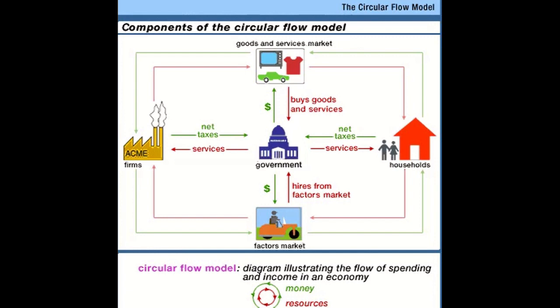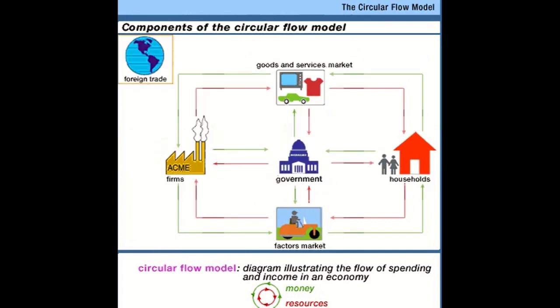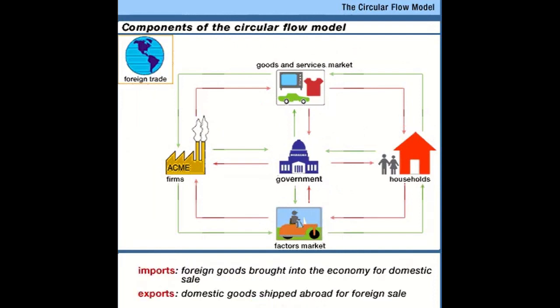We can also introduce one other player into the story, and that is the rest of the world. The rest of the world means people in other countries who want to buy and sell goods and services to people in the United States. That is, companies in the U.S. and private households buy goods from abroad, imports, and businesses here in the U.S. sell products, exports, to people in other countries.